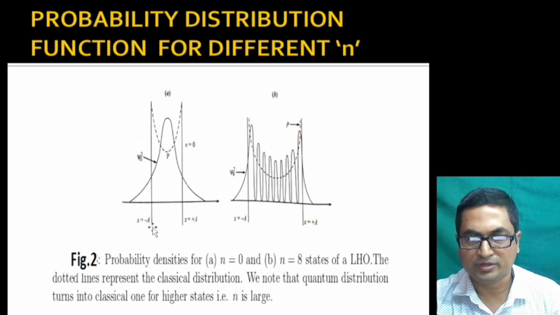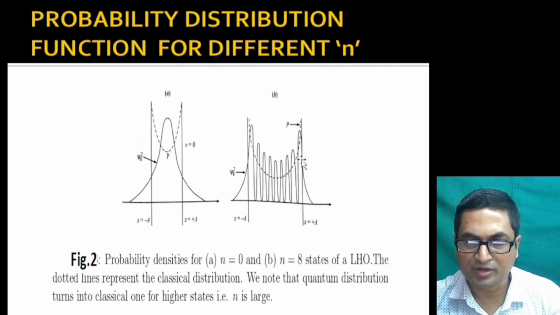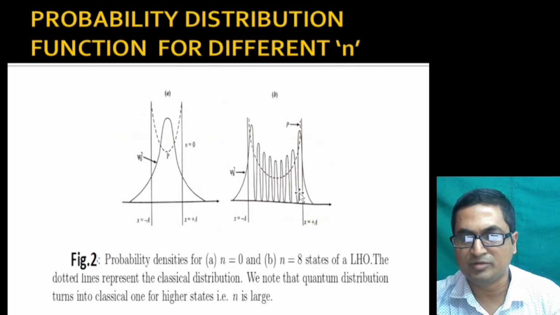If you see here, n is taken to be 0 here, and if n is taken to be 8, in that case our probability variation is like this. When we average out the quantum mechanical probabilities, we find that the average is similar to this classical distribution, which is shown by the dashed lines.